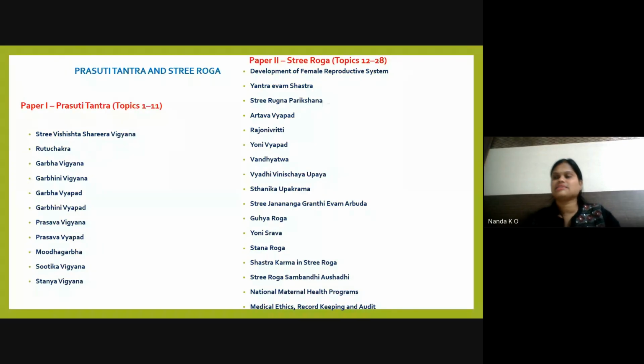Okay, and this is, you already read the immunization schedule in Kaumarabhritya. That immunization schedule also you should be well aware of. Previously, tetanus toxoid alone was there. Now even diphtheria and pertussis are also included.